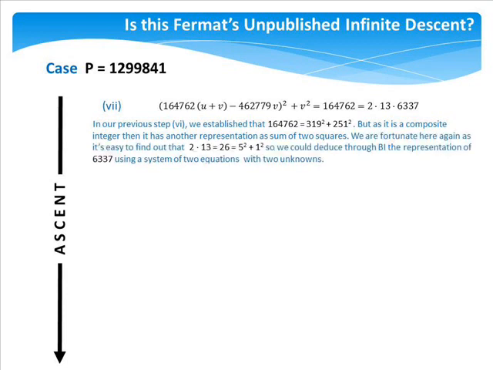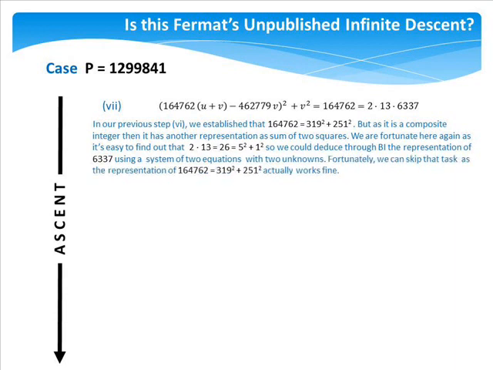We are fortunate here again, as it's easy to find out that 2 times 13 equals 26, and that's easily decomposable as 5 squared plus 1. So we could deduce through Brahmagupta's identity the representation of 6,337 using a system of two equations with two unknowns. Fortunately, we can skip that task, as the representation of 164,762 as 319 squared plus 251 squared actually works fine.